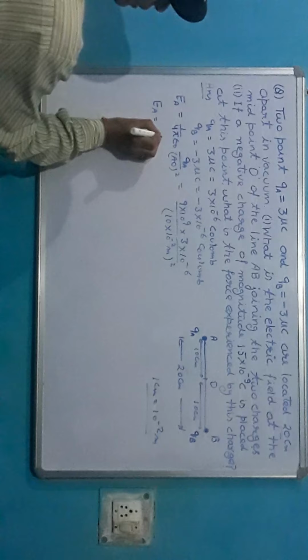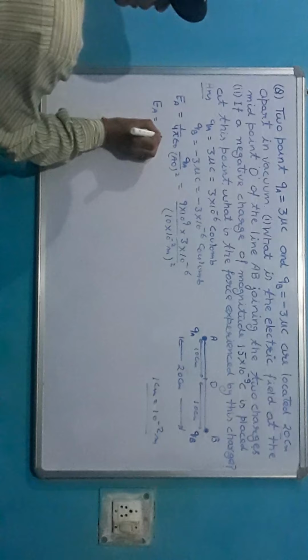Two point charges QA 3 microcoulomb and QB minus 3 microcoulomb are placed at a distance of 20 centimeter between them. The distance between these two point charges is 20 centimeter. They are placed in vacuum. What is the electric field at the midpoint O of the line AB joining the two charges? First of all, you have to calculate the net electric field at a point O, which is between the center of these two point charges.